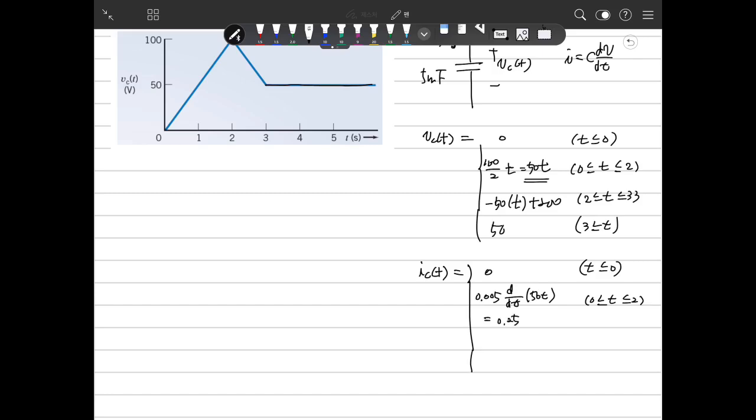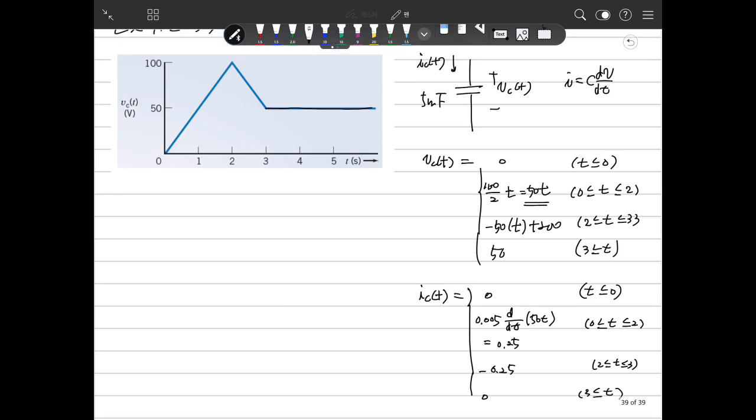In the same way, when t is larger than 2 till 3, there will be minus 0.005 times 50, which is minus 0.25. In the last case, when t is larger than 3, it is 0. So we can draw the current here.